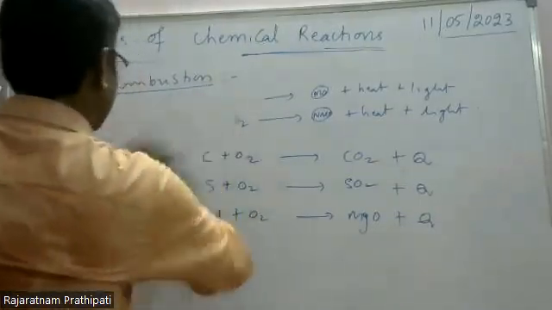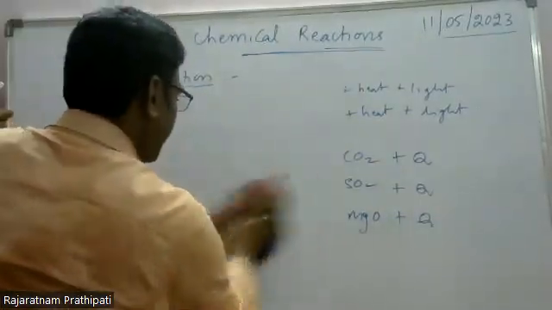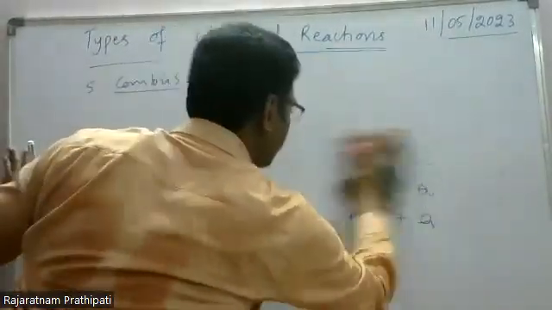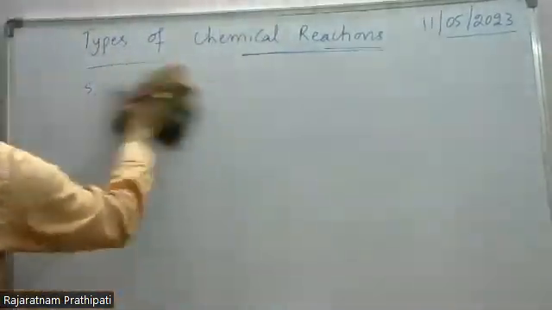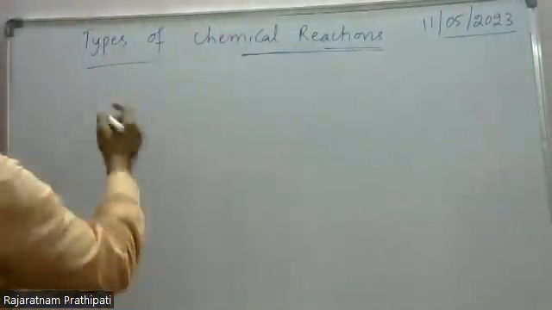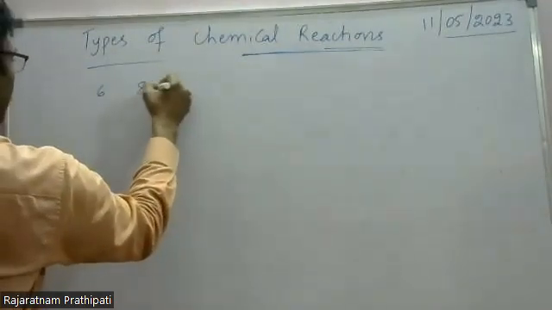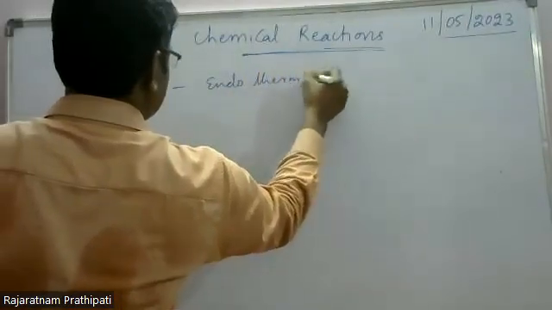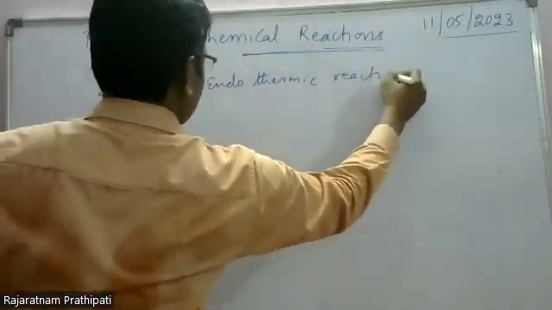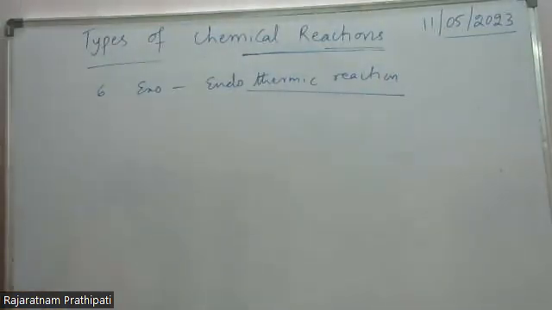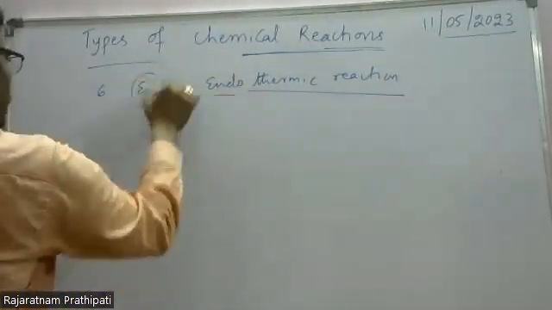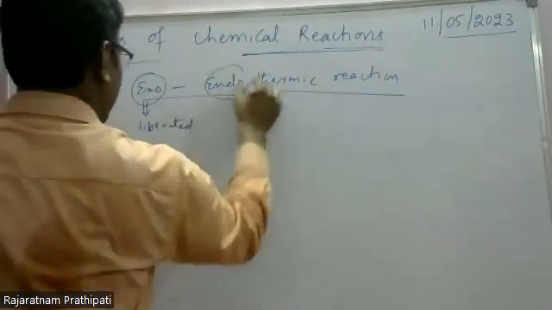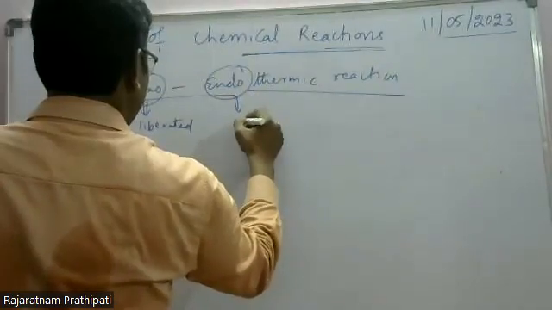Okay. Next, if you observe the reaction, they liberate what? Heat and light. Whether in the form of heat or light, energy is liberated. Based on the energy liberation, those are called exothermic or endothermic reactions. Exo means heat is liberated. Here, endo means heat is absorbed.